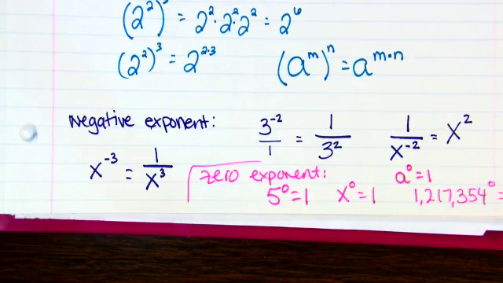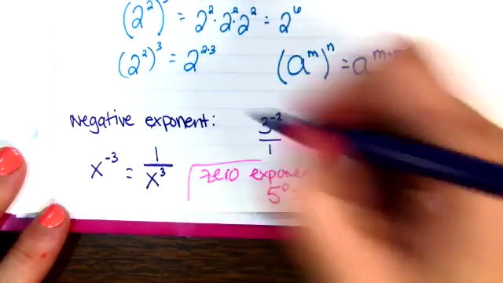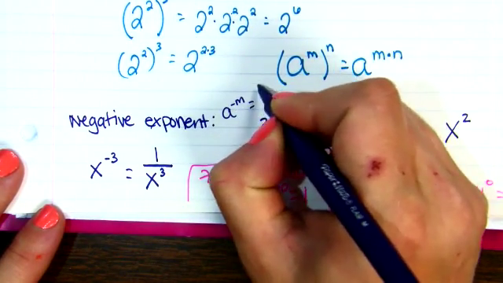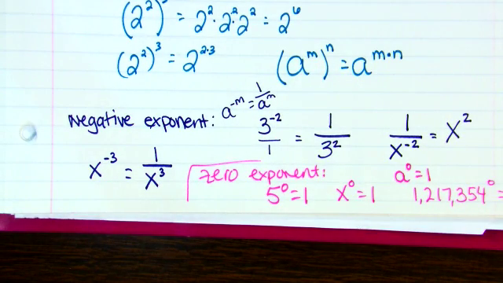And I just realized I forgot to write out our algebra for the negative exponent. If you have a to the negative m, that's the same as 1 over a to the m. So that's how you would show that algebraically. So let's get to a couple of examples.